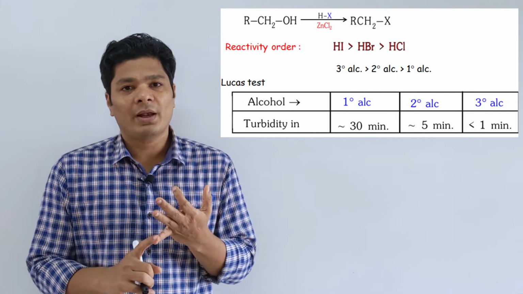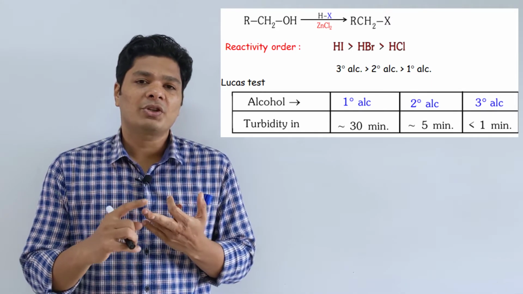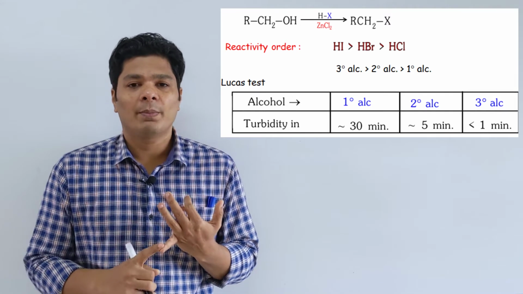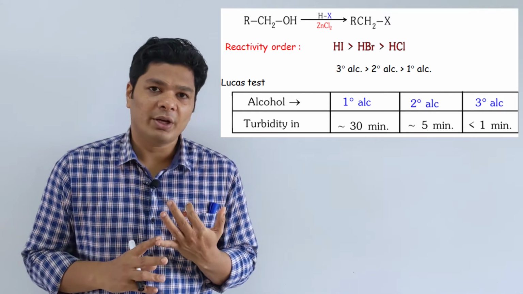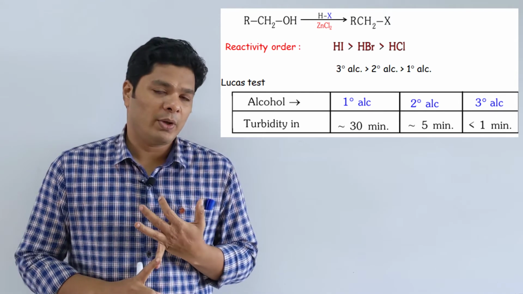Depending on the degree of alcohol that is given to you, they can ask about Lucas reagent. We have already seen this extensively in alkyl halides, so just a brief quick recap. Lucas reagent is basically HCl with zinc chloride. When you use Lucas reagent on primary, secondary and tertiary alcohols, you get turbidity, but the tertiary alcohol gives the turbidity right away. Secondary alcohol gives it after 5 minutes. Primary alcohol doesn't give turbidity right away at all. You need to wait 30 minutes and sometimes heat is required. This is something we have already seen.